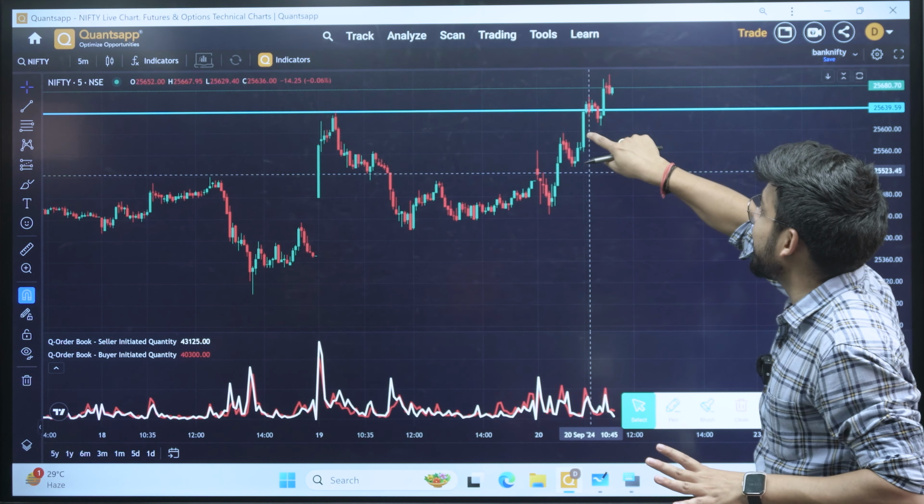Similarly, at this candle I can see the buyer initiated quantity is approximately 1,16,150 and the seller is 79 something. Approximately, it is not 1.5 times, okay, so I will not make my entry here either, right?